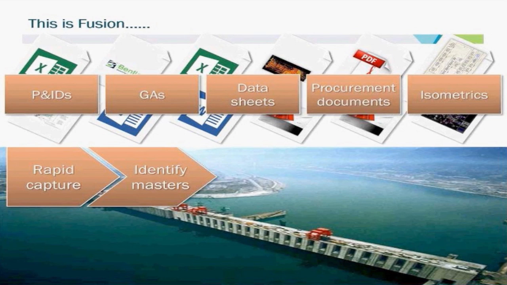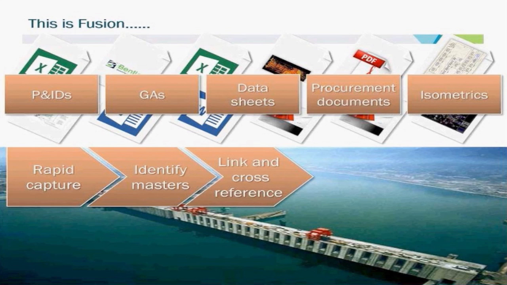Because if information lives in various sources, there is a high probability that a lot of this information is actually duplicated. So there has to be a way to identify the master sets after all the capture has been done. And the third step is to link and cross-reference all this information.